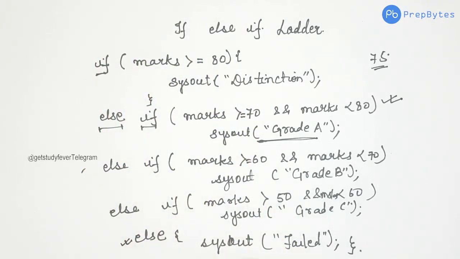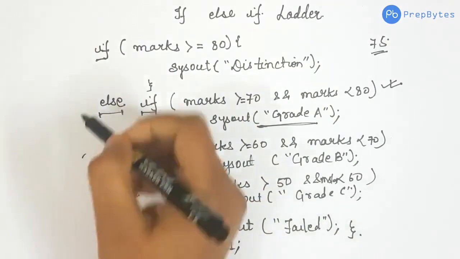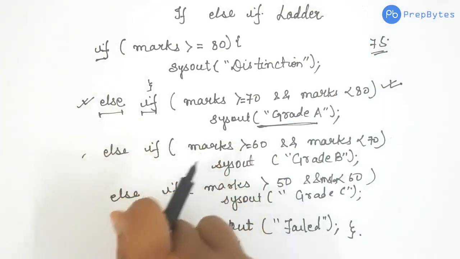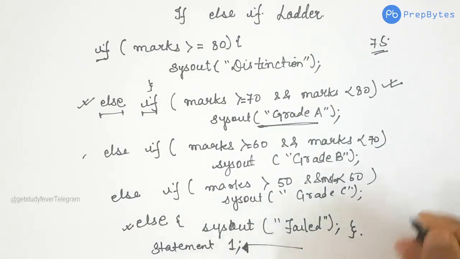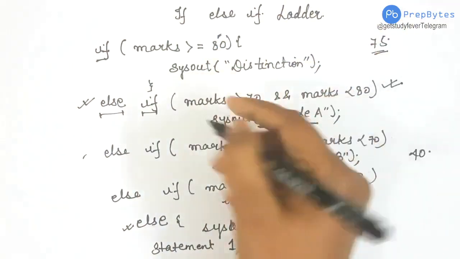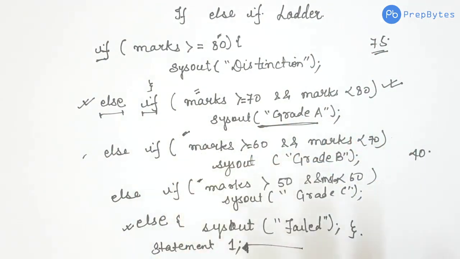So let's say there is one more statement after this. Let's say I write after this statement 1, which is outside this particular ladder. So as soon as a particular condition gets true, the rest of the conditions are skipped and the control comes to this particular statement. Now let's say the marks is 40. So what will happen? This condition is checked, not true. This condition is checked, not true. This condition is checked, not true. This is also not true since marks is 40.